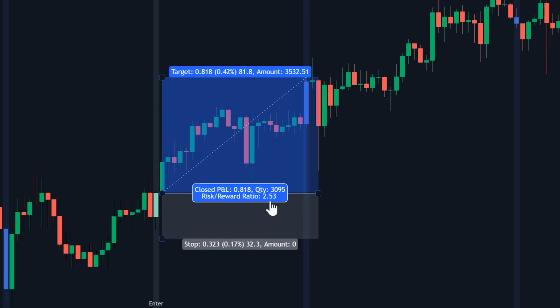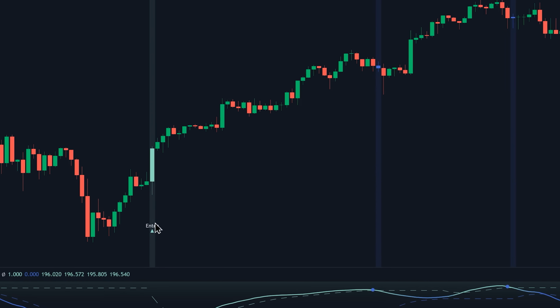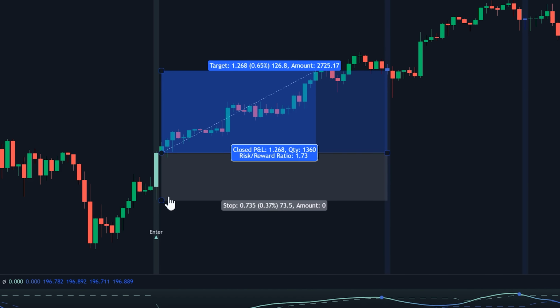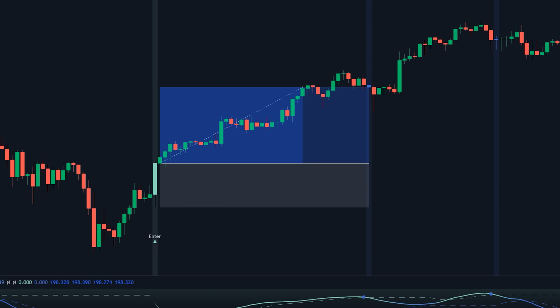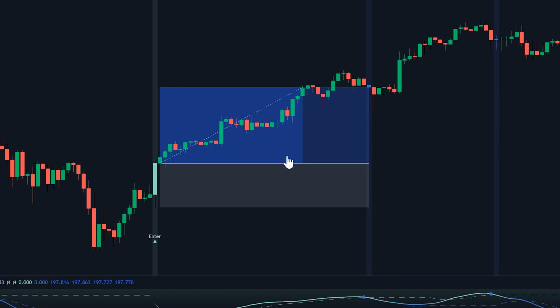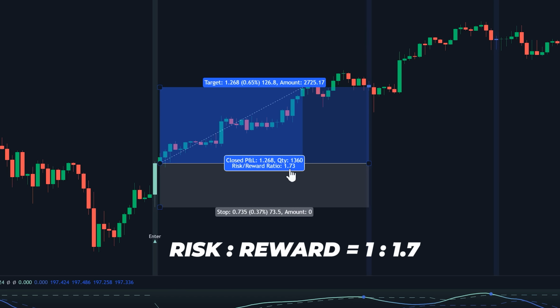of 1 to 2.5. A few candles later, the same indicator suggested again that we should enter a long position. If we were to take that trade with the stop loss just below the entry candle and again targeting the exit point suggested by the same indicator, well, in this case too, this trade would have been profitable with a risk-reward ratio of 1 to 1.7.